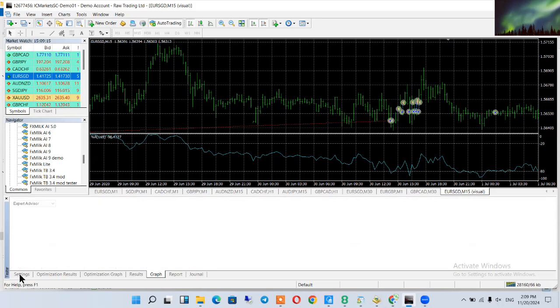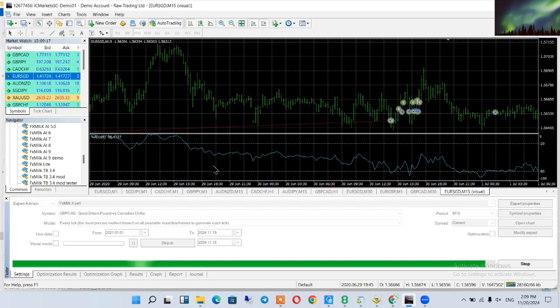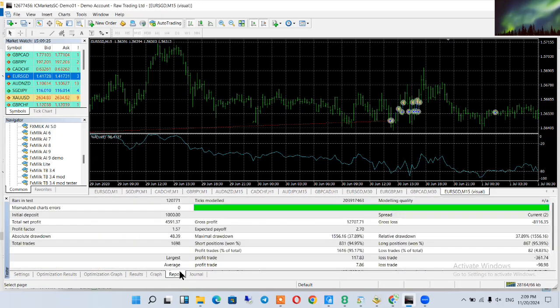Let's see how far we are. We should be almost done. All right, so we are done with the testing. We have a profit factor of 1.57, which makes sense. We have 95% profitable trades and losing trades of just 82. And modeling quality is 99.9%.